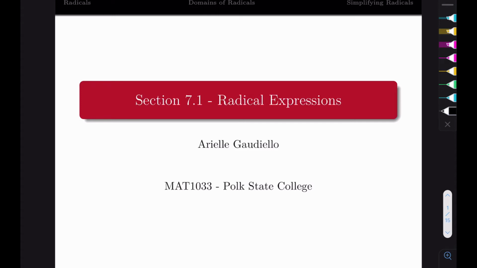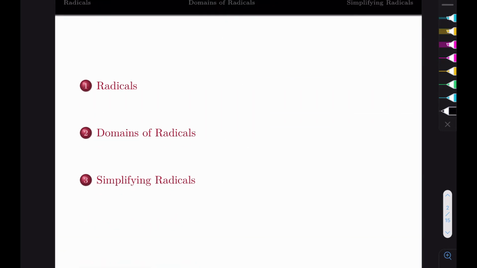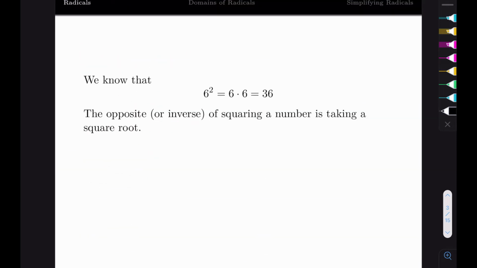So we finally made it to our last unit, which is going to be about radicals. So we're going to start by first going over what a radical expression is. So we'll define those. We're going to also talk about the domains of those, which we already have seen. And then we're going to start this process of simplifying them. And then our remaining sections are just going to build on that.